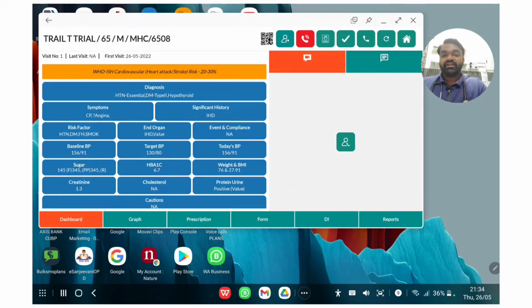So let me come back after this brief description of the icons on the upper side of the dashboard. Let me show you the other icons, which are other things like graph, prescription, form. DI is doctor's interpretation.